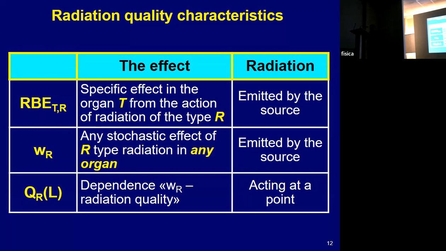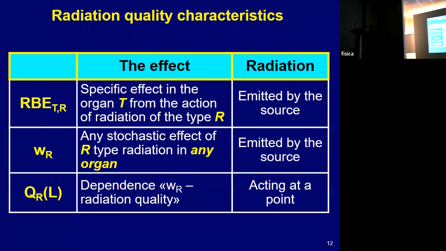The first one, RBE, is used to evaluate the quality of radiation in relation to the development of a single deterministic effect. It characterizes the radiation incident on the body or, in the case of individual radiation sources, the radiation emitted by the source. The value of RBE depends on the organ and tissue. That means we have coefficients here for tissue and radiation.